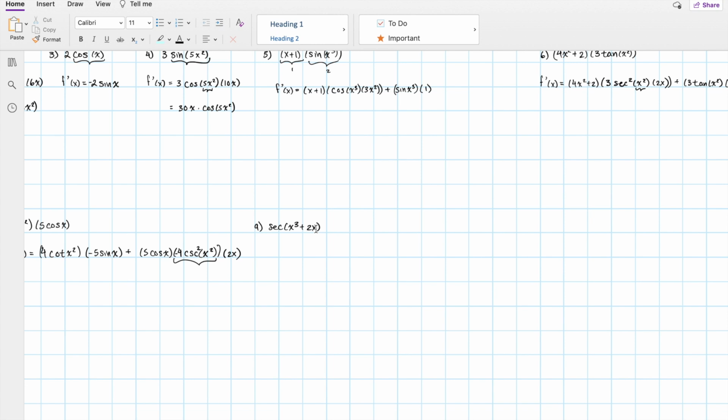So f prime of x is going to equal secant of x times tan of x. So the derivative is going to equal secant of x cubed plus 2x times tan of x cubed plus 2x. And now we're multiplying it by the derivative of this repetitive thing in the bracket, right? So 3x squared plus 2.